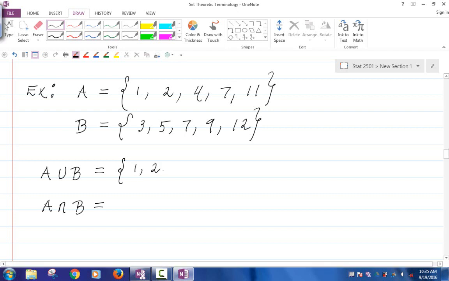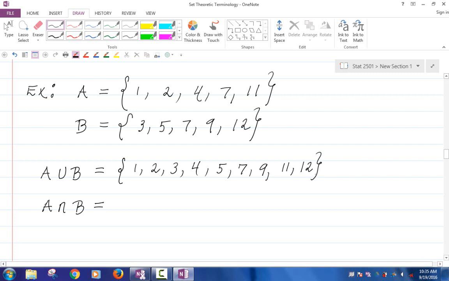1, 2. I get 3 from B, 4 from A again, 5 from B. Right? Is 6 there? No. 7. Remember, 7 will be written just once because there is no reason why I should write 7 twice. And then I have 9, 11, and 12. Right? Do I have all the elements of A and B?